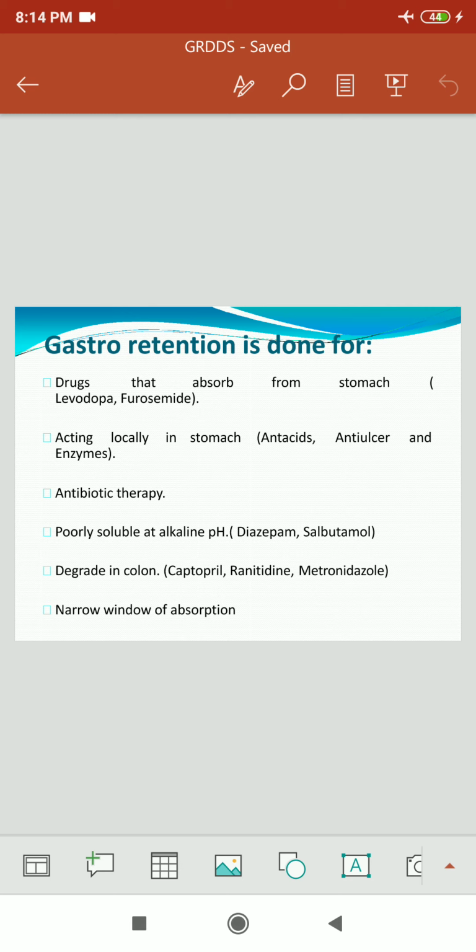Next, poorly soluble at alkaline pH. As we know, the intestine has alkaline pH and the stomach has acidic pH. So the drugs which are poorly soluble in alkaline conditions are poorly soluble in the intestine, so this kind of drug is used here. Degraded in colon: we know that the colon has so much microflora which degrades the drug, and due to that the inactive drug is excreted. So drugs which are degraded in the colon are retained in the stomach part.